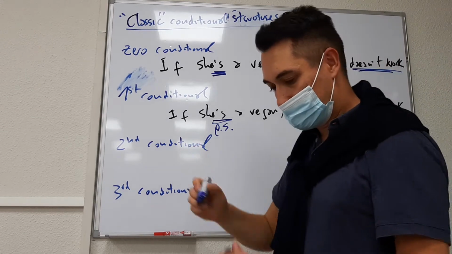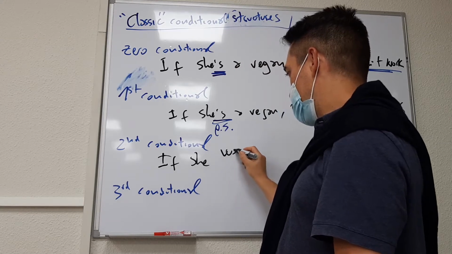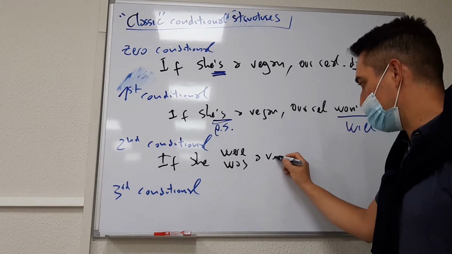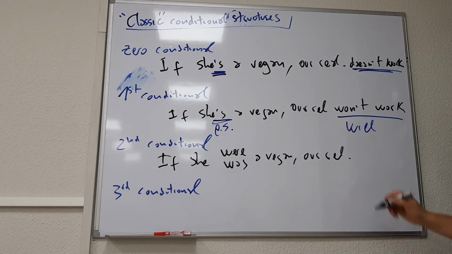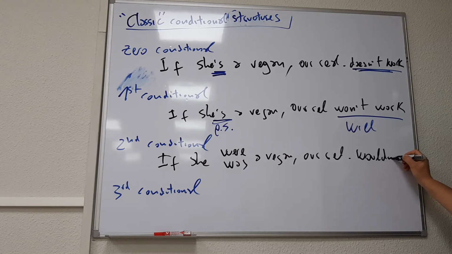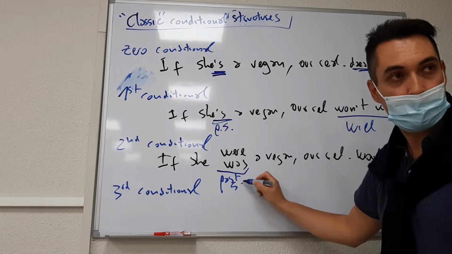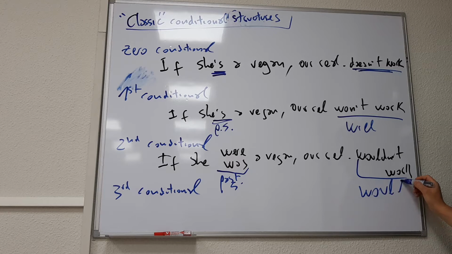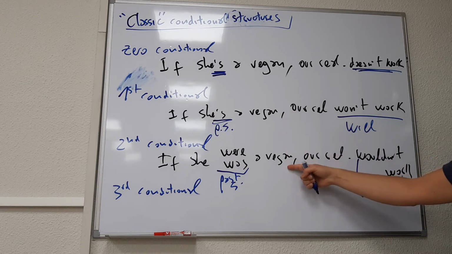Second conditional. Anybody? Give it to me. If she were or if she was, both of them are fine. If she were a vegan, our relationship wouldn't work. Again, what do we need for a second conditional? We need past simple, and then in the second clause we need would. This is more probable, and this is more hypothetical.